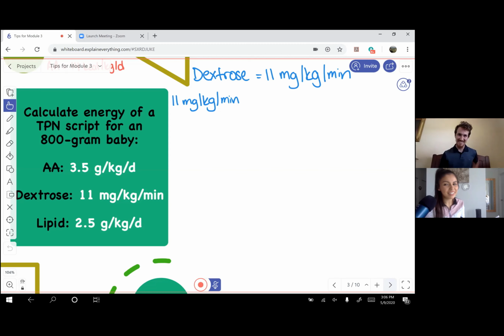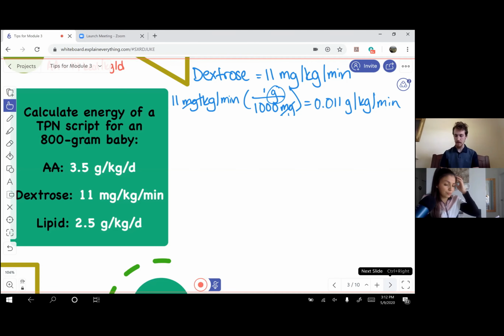You divide by 1,000, right? Yes, you're right. We divide by 1,000, and that's the same thing as multiplying by 1 gram over 1,000 milligrams. So the milligrams cancel out, and then we divide the 11 by 1,000, which gives us 0.011 grams per kilogram per minute. Got it. Okay, so that's the first step.